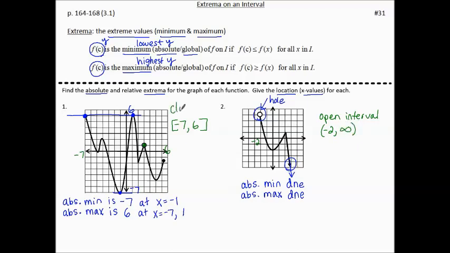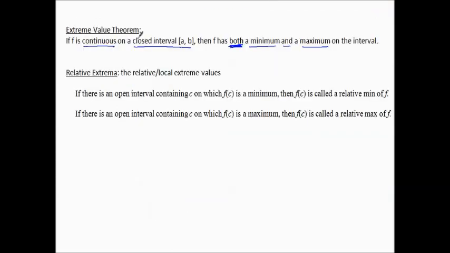So here's a closed interval, and if it's a continuous function, we have to have a max and a min. Here on an open interval, we don't have them. We might have them, but we don't have to have them. So the extreme value theorem tells us that there has to be extreme values for a continuous function on a closed interval. Let's take a look now at relative extrema.